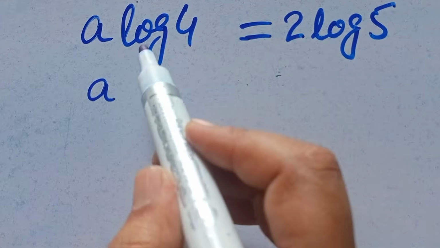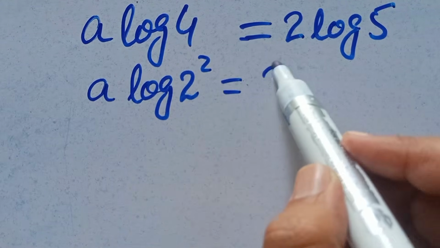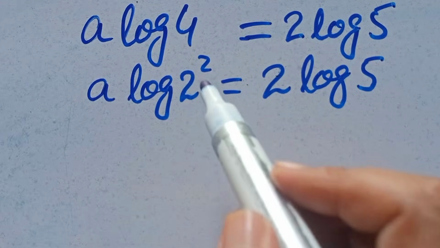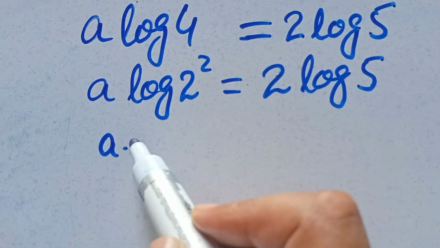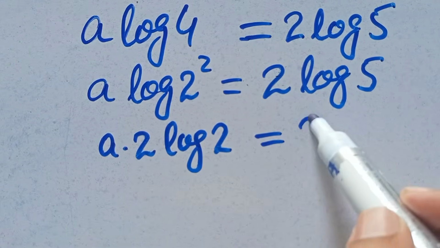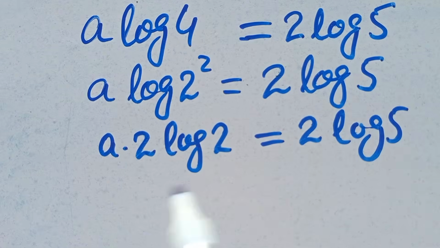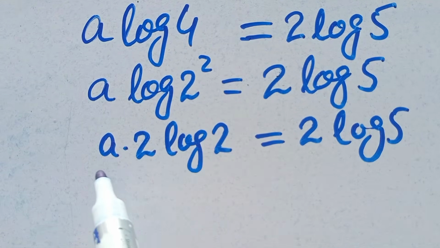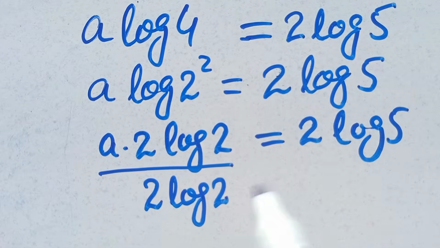Now further simplifying this, we can write a log 4 as 2 square, 2 into log 5. Now this is 2 power 2, so again 2 will come to the start. a into 2 log 2, again applying the same power law of logarithm on the left hand side. Now we are left with a 2 log 2, so dividing 2 log 2 on both sides of the equation.